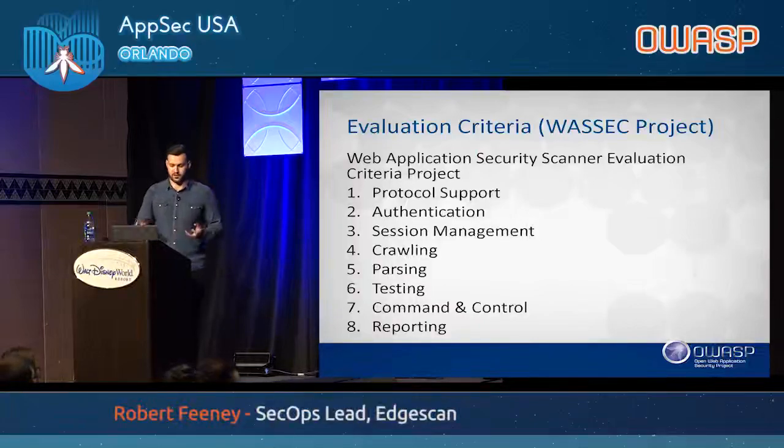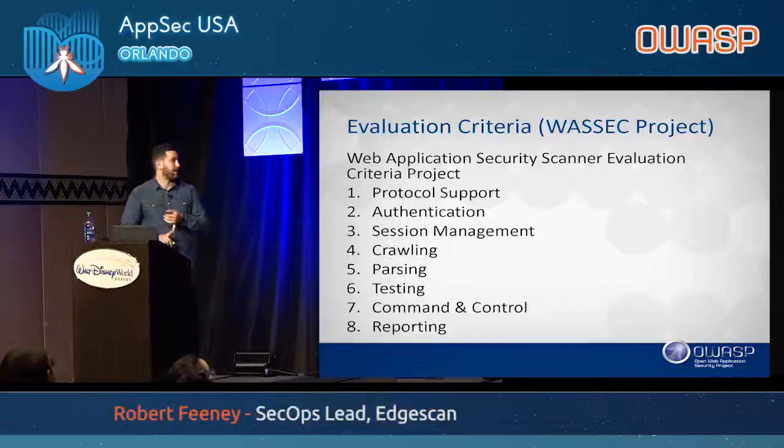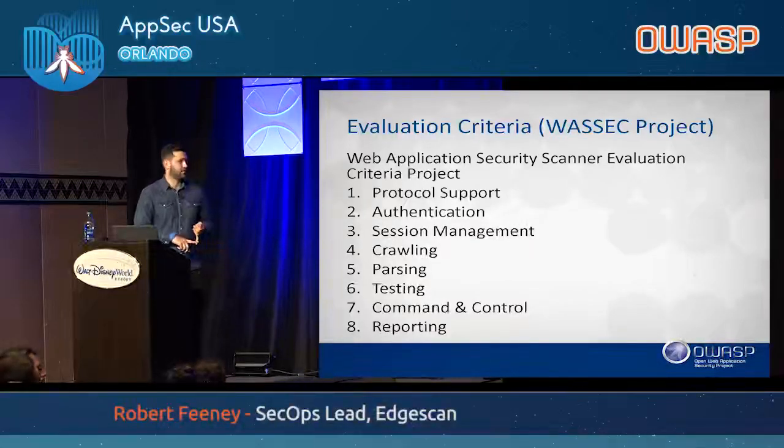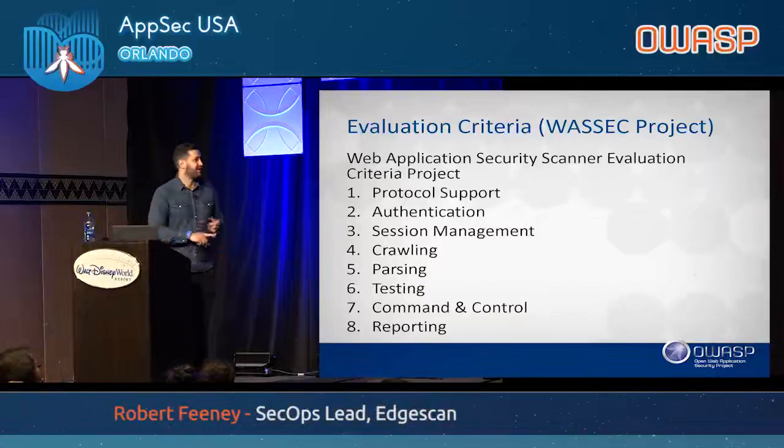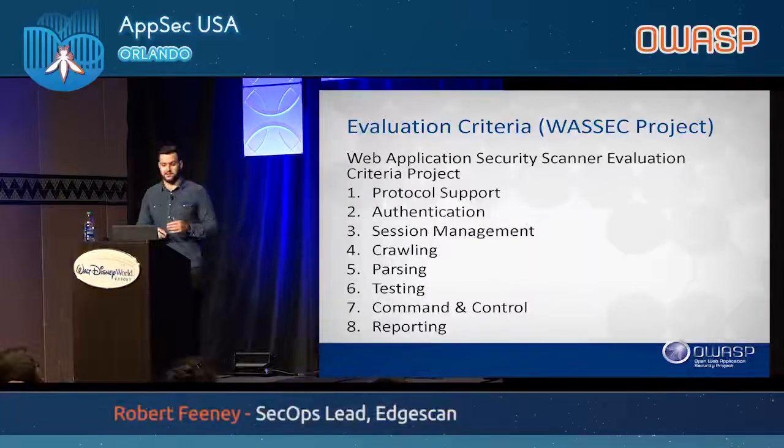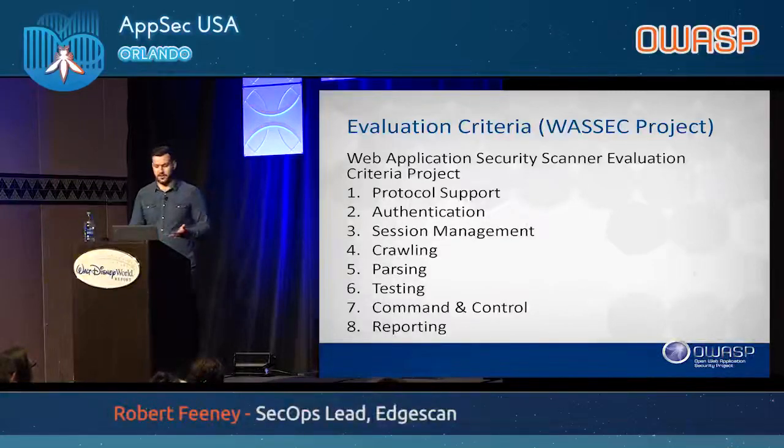for you or your organization is to use the Web Application Security Scanning Evaluation Criteria Project. It's a bit of a mouthful. It's an OWASP project, and it bases the characteristics of a tool on 8 different characteristics. So the ability to communicate over the desired protocols. The tool should be able to intercept and manipulate traffic based on what protocols you're using.